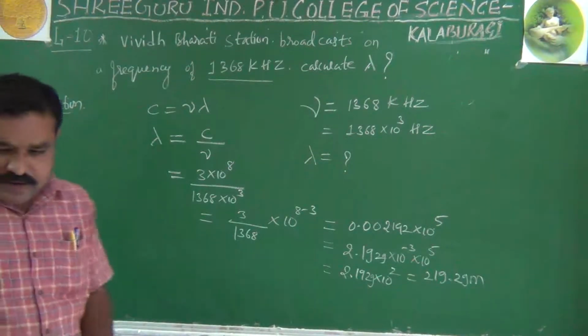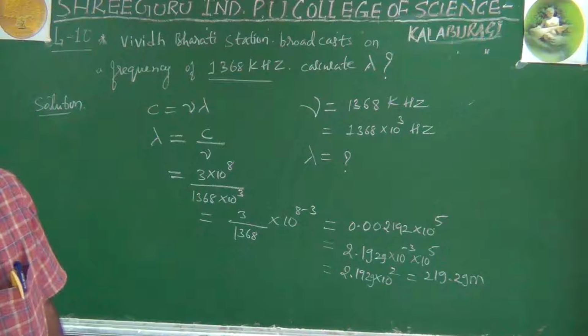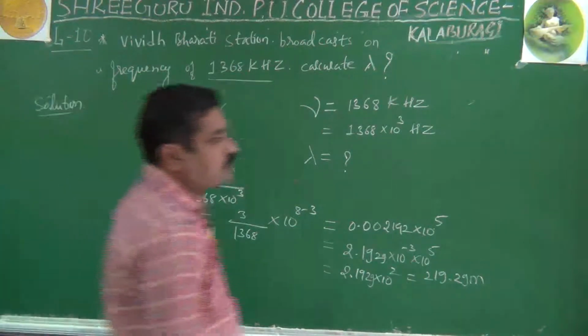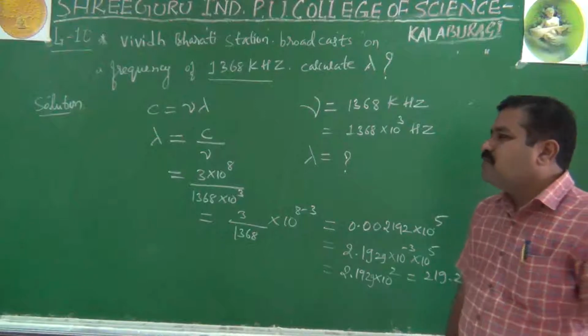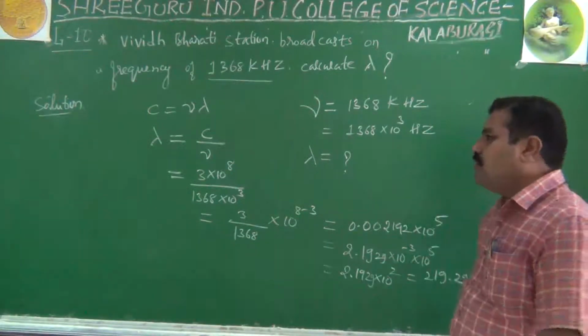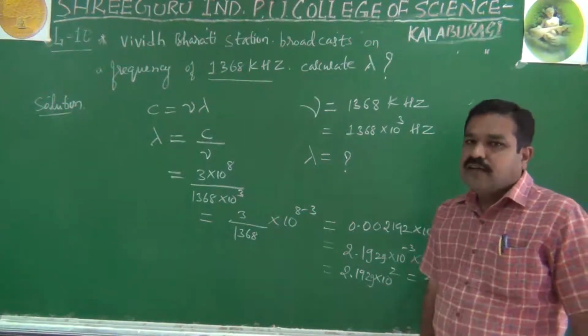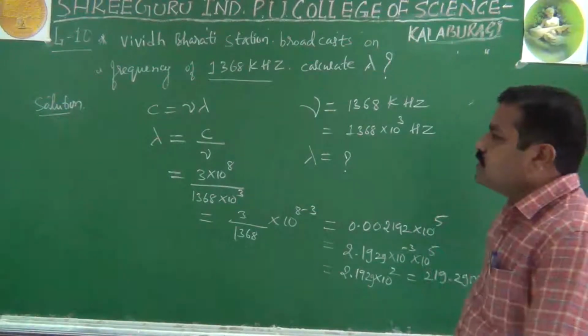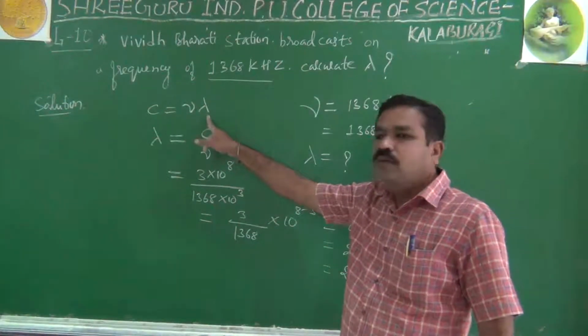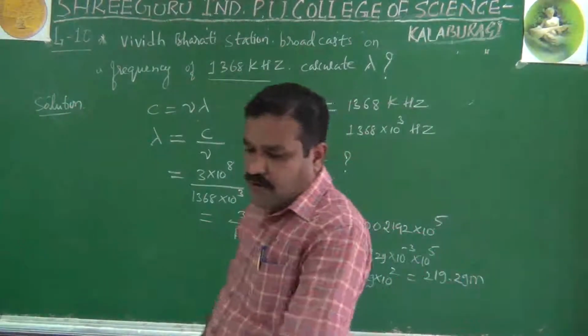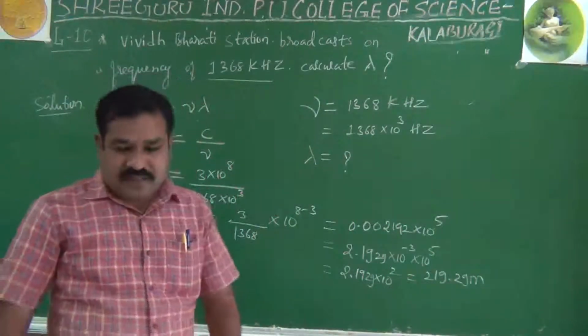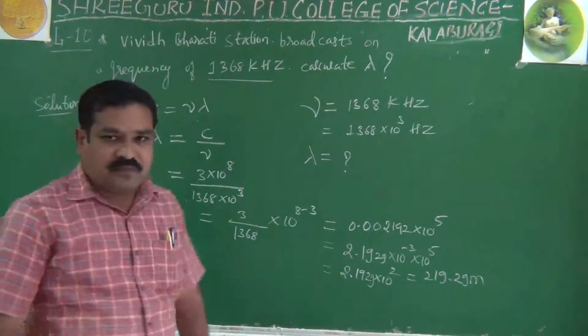meters. This is how you can calculate even simple problems for 2 marks. If the frequency is given, we can easily calculate the wavelength by using the formula C is equal to nu lambda. Because I already told you, the wavelength, the wave frequency and the wave velocity are related as C is equal to nu lambda. Yeah, this is another numerical, especially for calculating frequency.